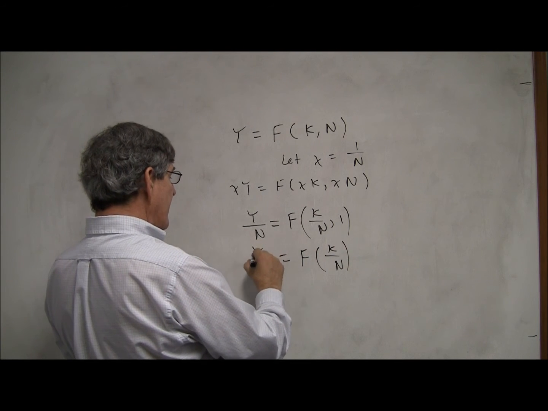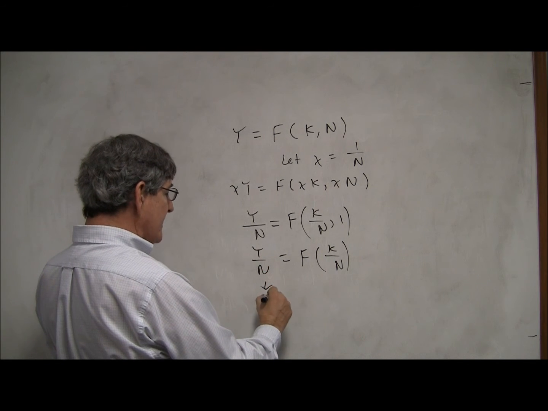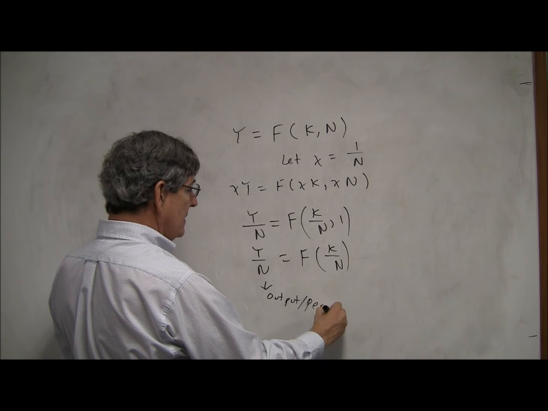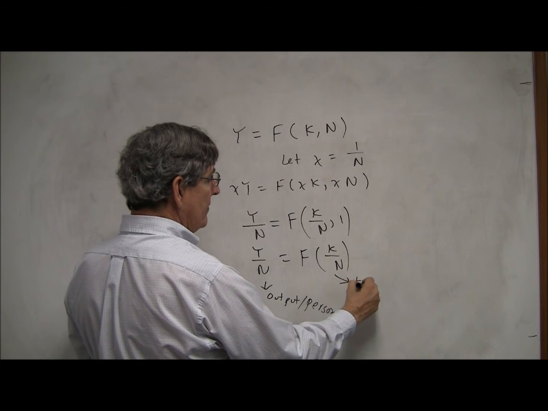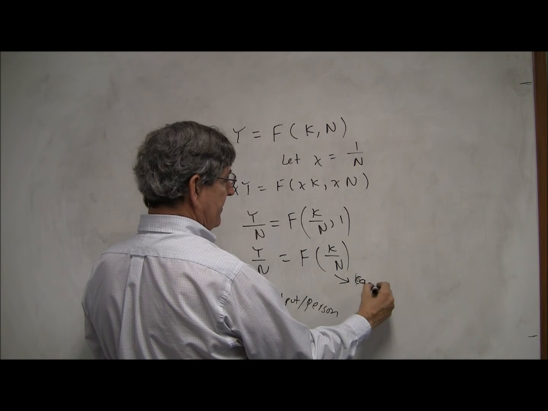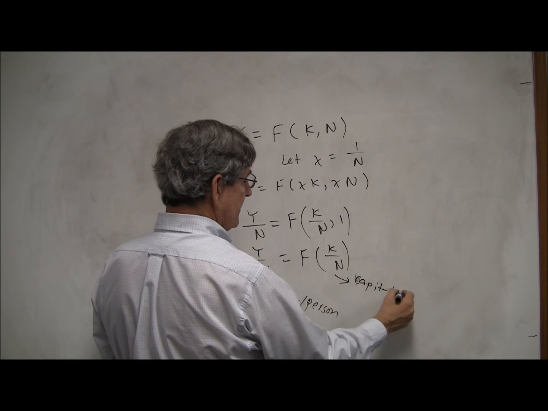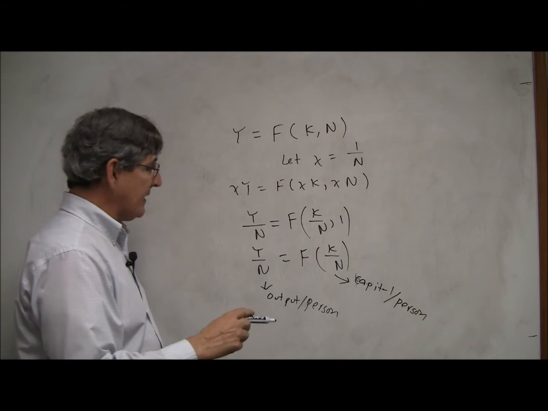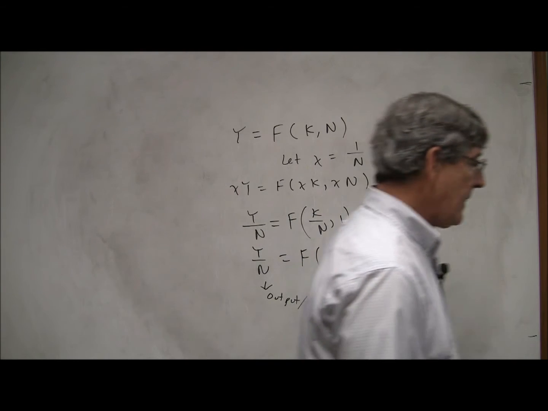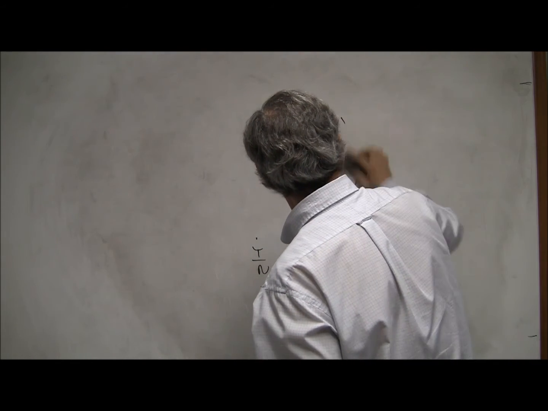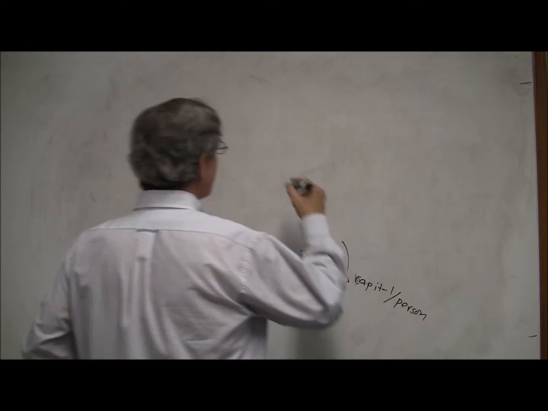So I can write output. This is output per person. That's what I'm interested in. And this is capital per person. So what this tells us is something important. It says that output per person, so let me write the 2 conclusions.